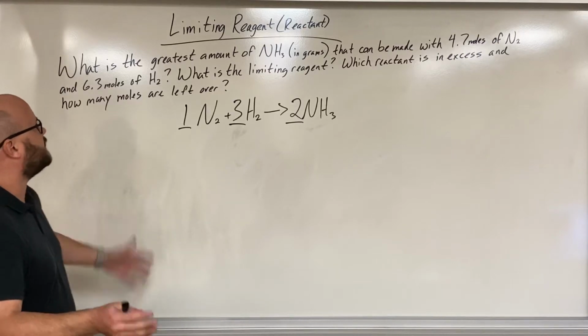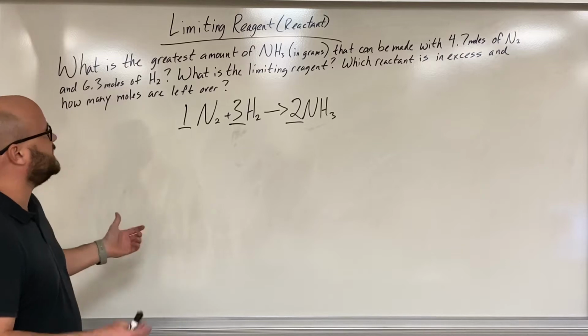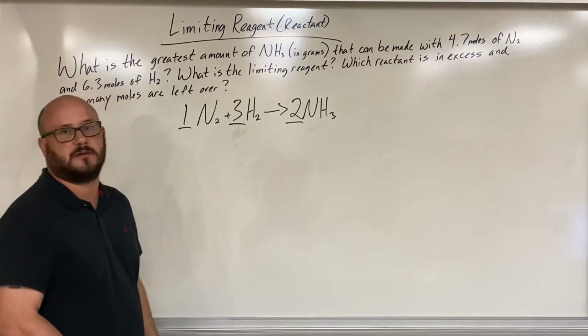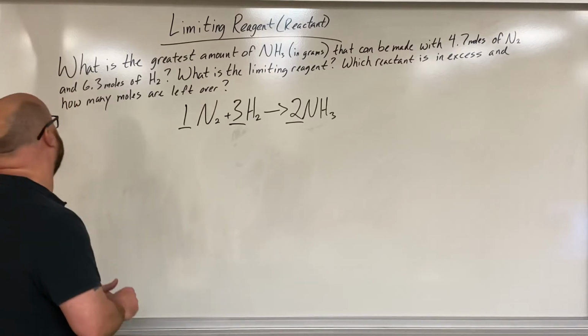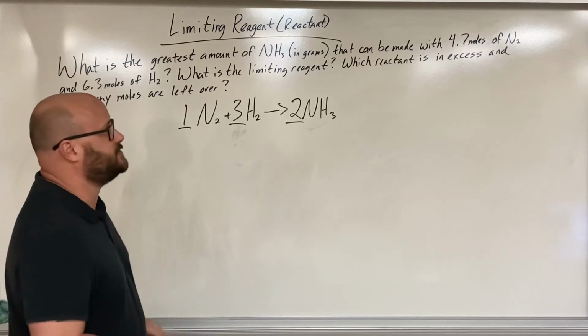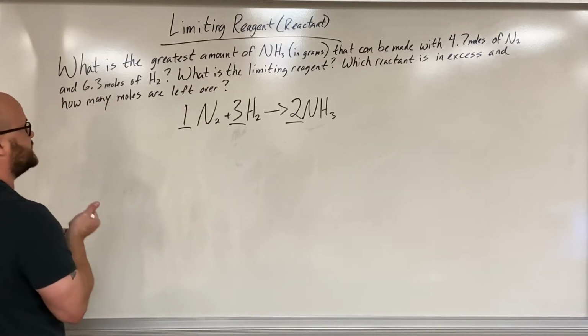Now, we want to find out which one of these reactants is the limiting reactant. Which one keeps us from producing more product? It limits how much we can produce. So to do that, we're going to look at the mole-to-mole ratio for both hydrogen and nitrogen as compared to what our problem gives us.